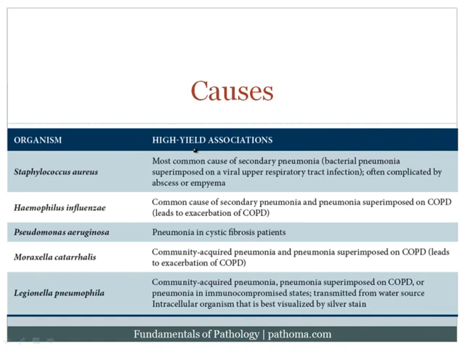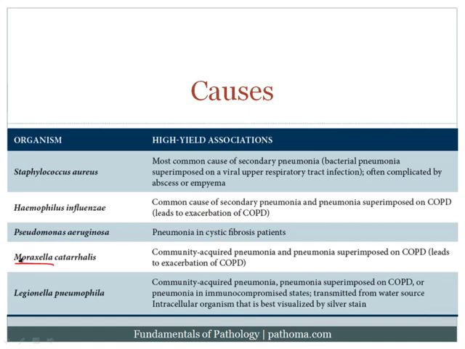This is a common cause of secondary pneumonia, which we've already talked about, and pneumonia superimposed on COPD. So patients with COPD can get superimposed pneumonia, which then leads to exacerbation of the COPD. Pseudomonas aeruginosa can also cause a bronchopneumonia. The classic patient who develops this is the cystic fibrosis patient.